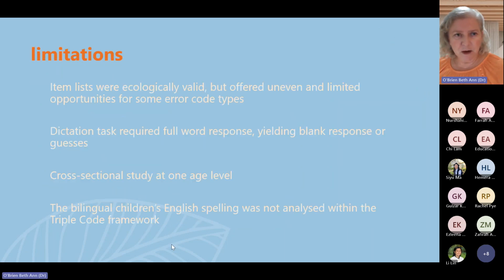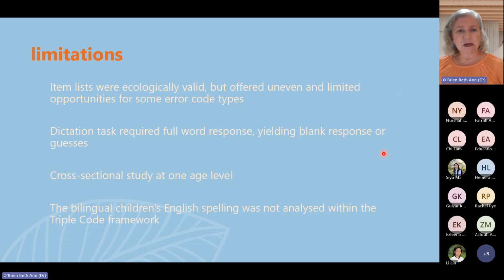Okay, so this was an interesting first study for us, but we did have some limitations in that we tried to use items that the children might know, so the words that they might be learning to spell in school, to make it more ecologically valid. But this meant that we had uneven opportunities for some of the different error codes. So in some languages, there were fewer morphological types of errors that the children could make.